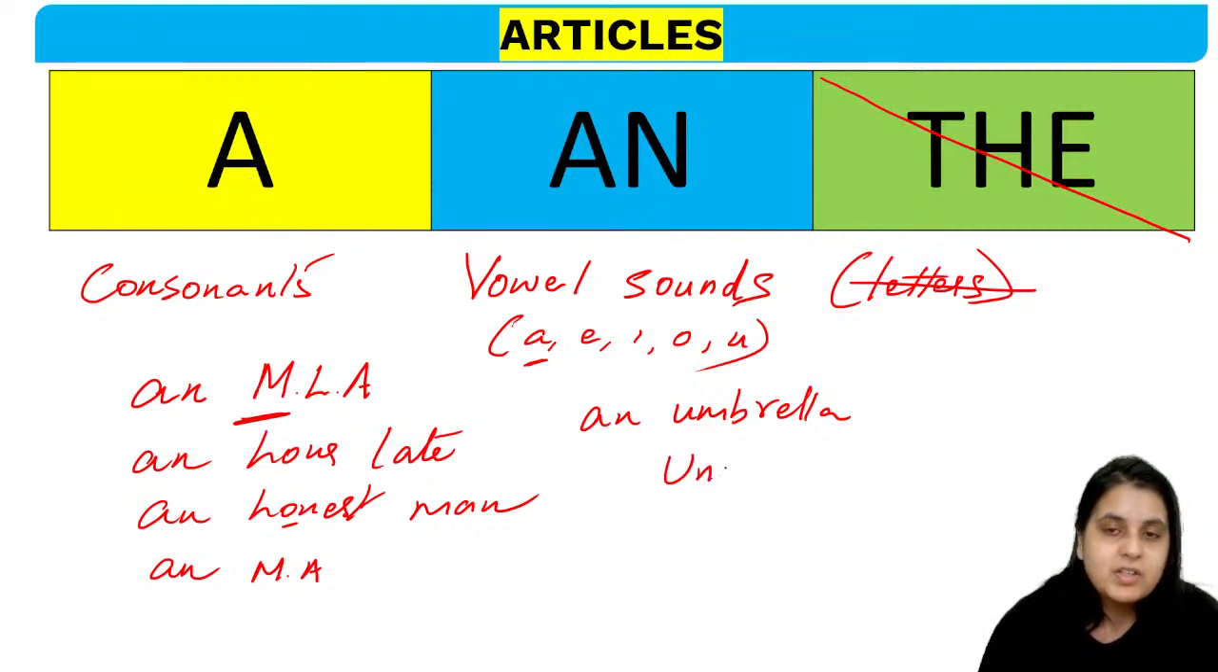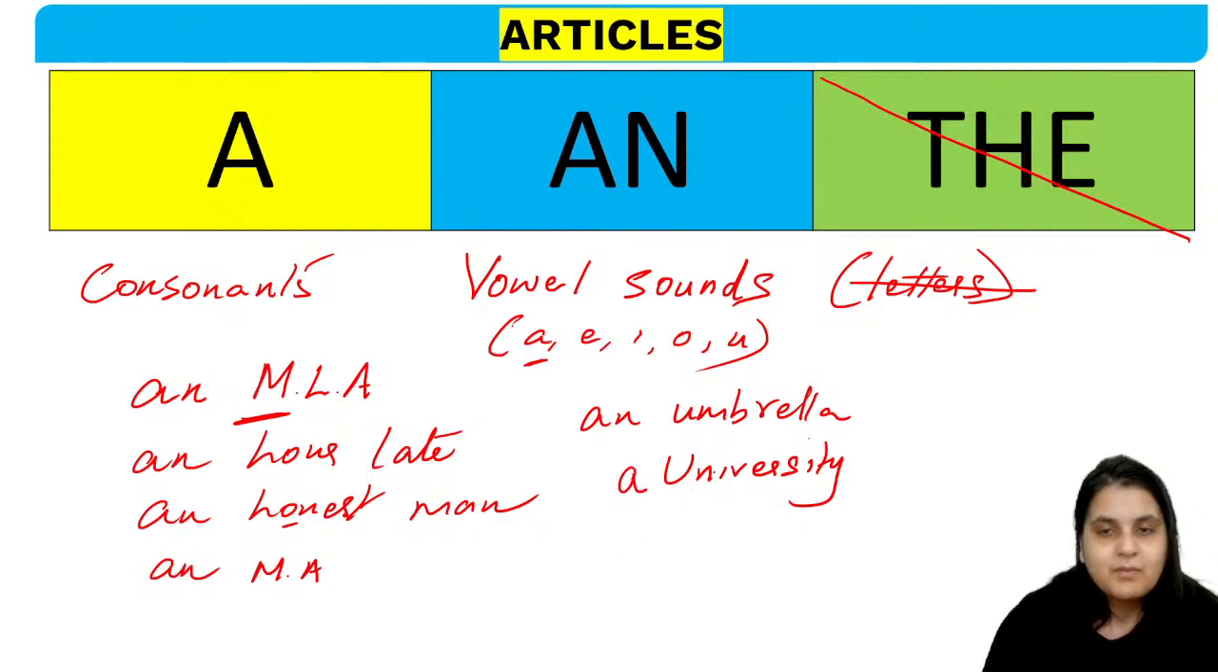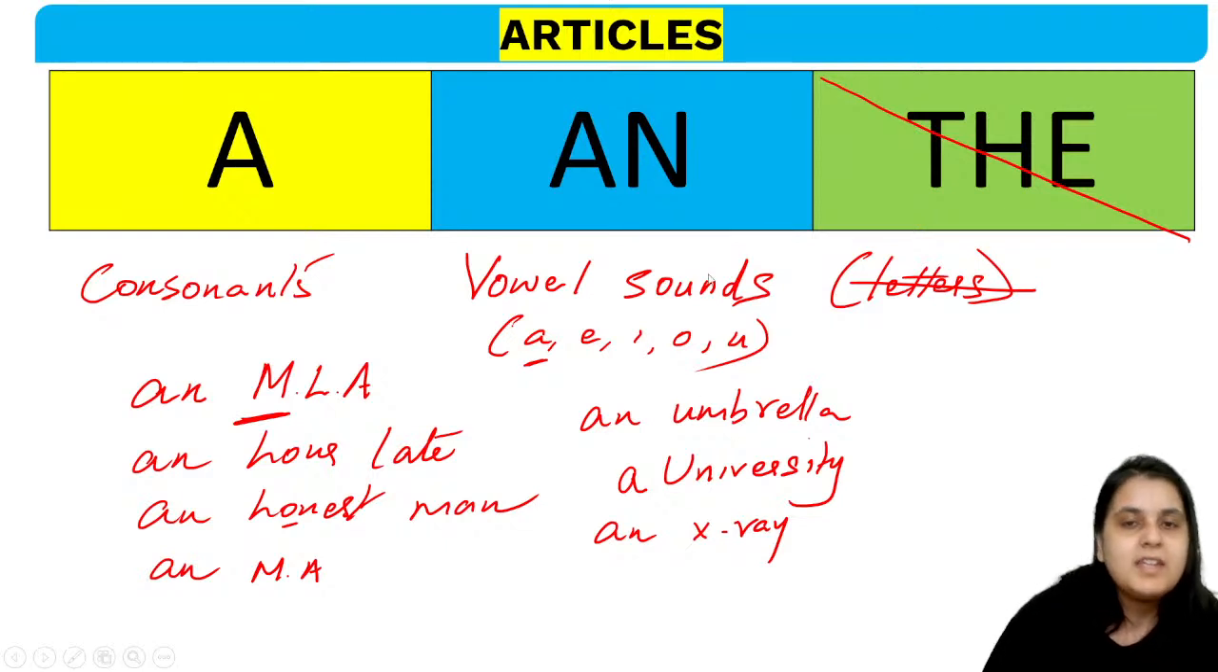Okay, when you say university, uni, year, you get a Y sound. So you will say a university. Very good Kalyani. An X-ray. Wonderful. Excellent Shan. Very good. So you will say an X-ray. X-ray, you get an A sound. So you will say an X-ray.